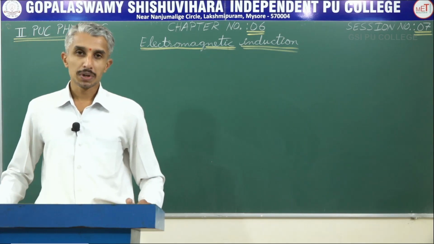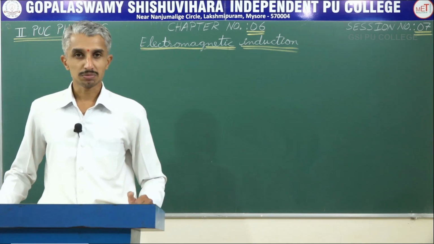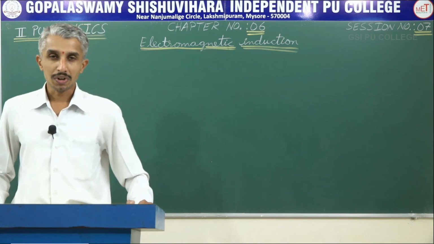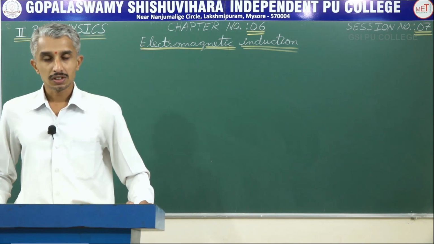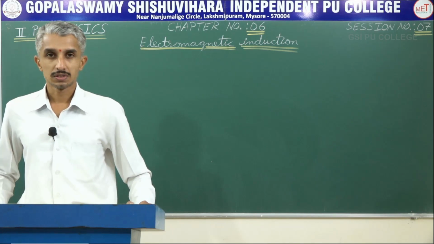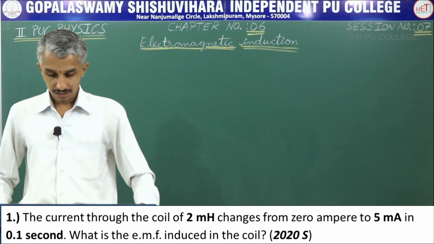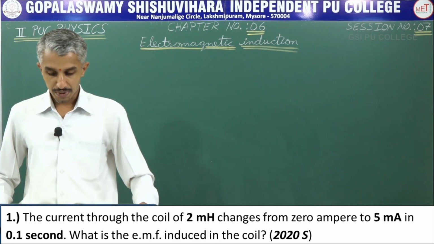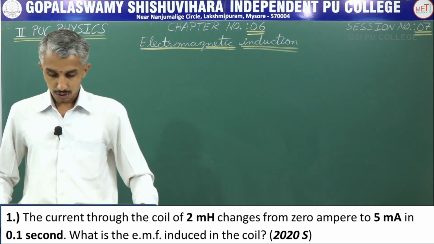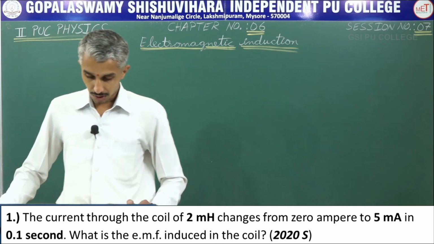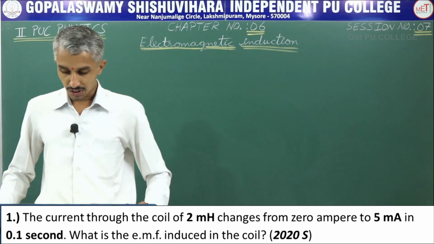Almost in every paper there has been a numerical from this chapter, either in 2 marks or in 5 marks. So let me begin with the 2 marks numericals. The first one: the current through a coil of 2 millihenry changes from 0 ampere to 5 milliampere in 0.1 second. What is the EMF induced in the coil?